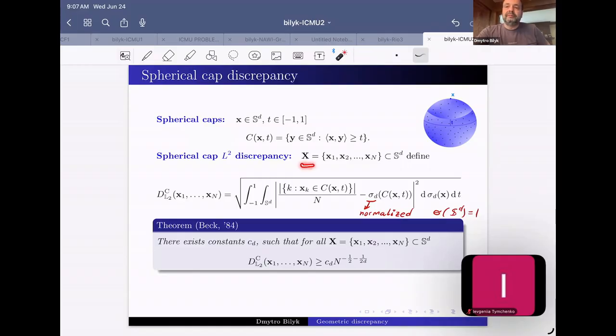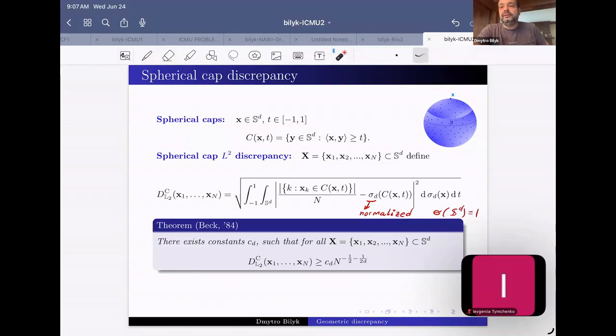So we're considering endpoints on the sphere, so it's pretty much the same setup as we had before. And the test sets that we will look at will be the so-called spherical caps. So the spherical caps are defined as follows. You fix one point x on the sphere. You fix a number t between -1 and 1. We'll call it the height.